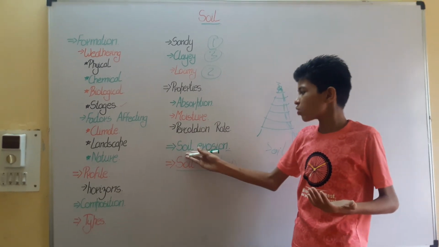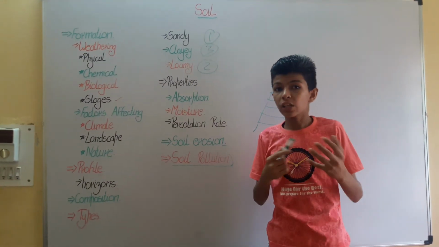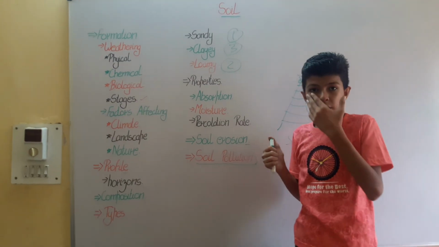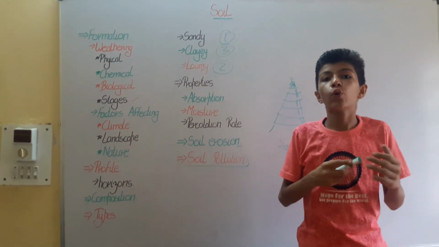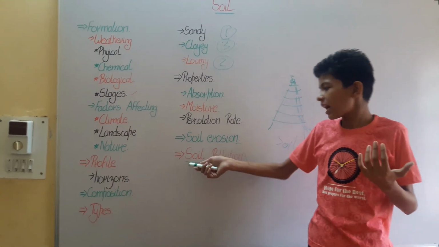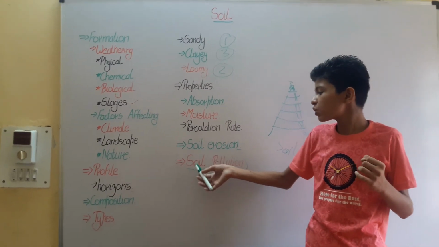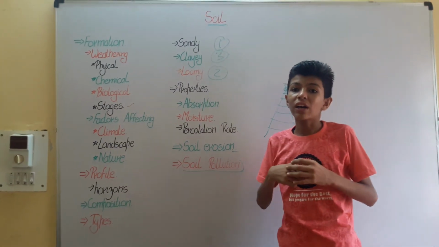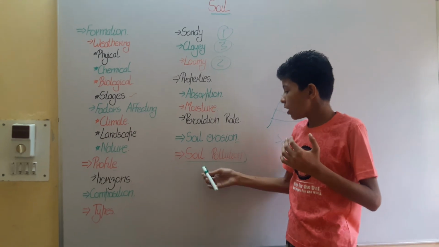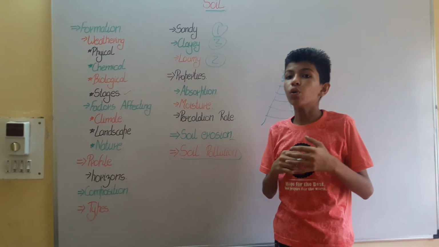Then we learned about soil erosion: what soil erosion is, what causes it, and what could prevent it. Then last but not least, we learned about soil pollution, what the causes of soil pollution are and what could prevent it.